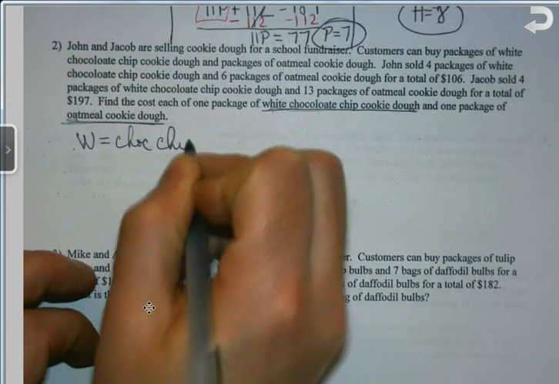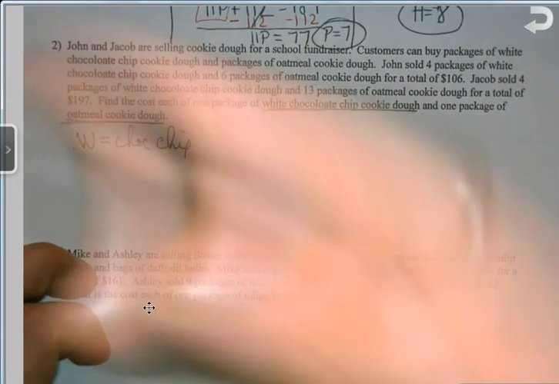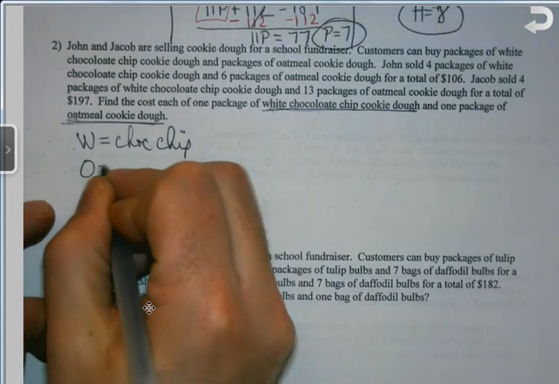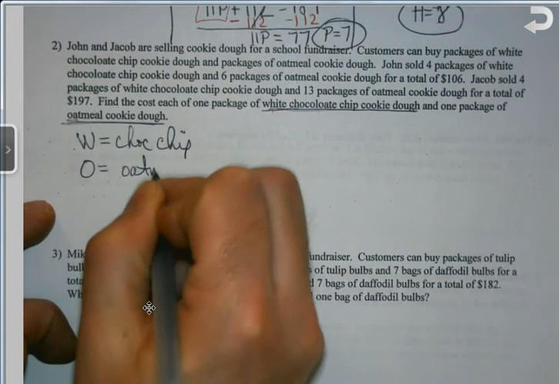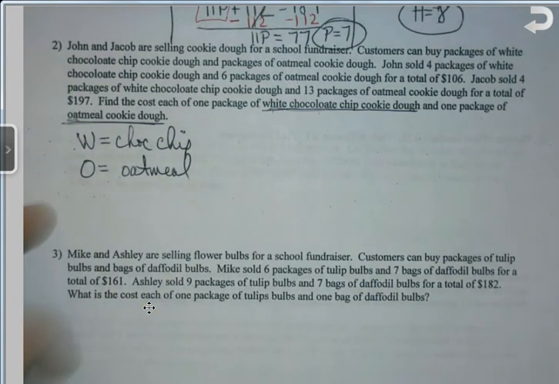Probably should have just called the chocolate chip cookie dough C. Well, if you want to, you can. And O is going to be oatmeal. And again, that last sentence will tell you what the things are that you're looking for. So it's not like there's something we've got to dig real deep here.